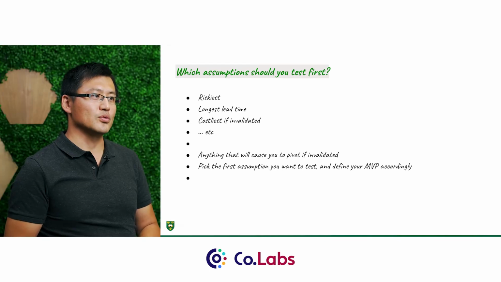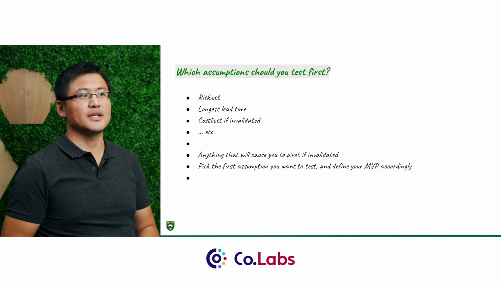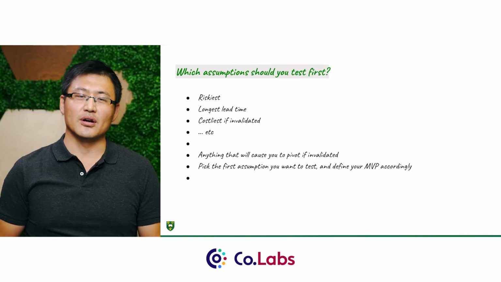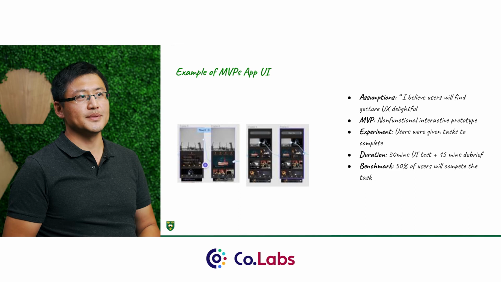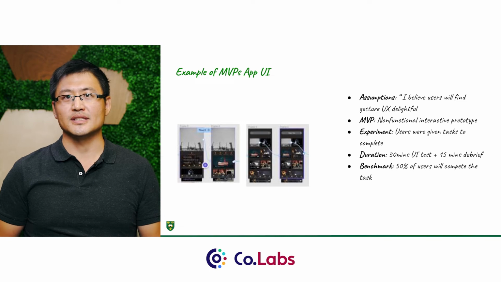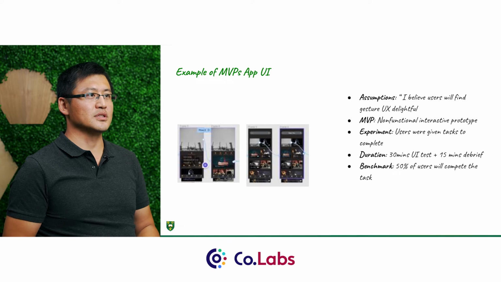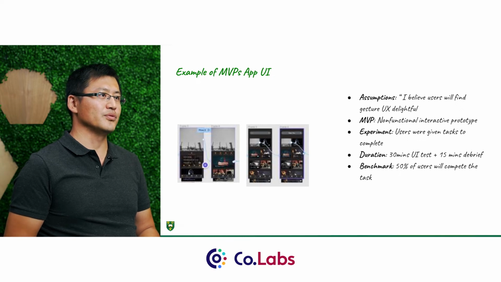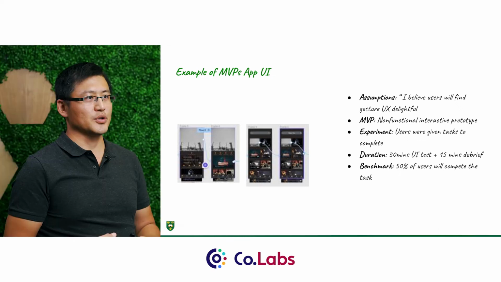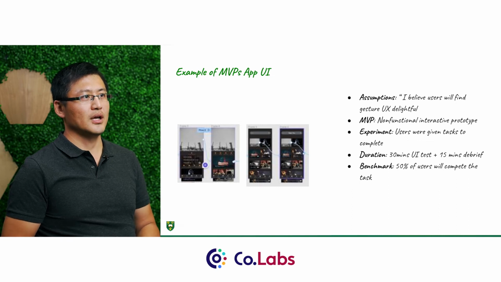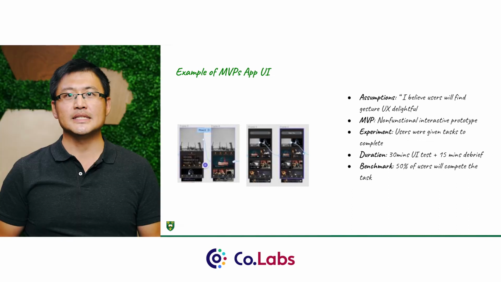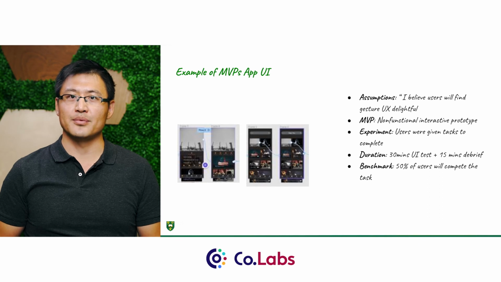Once you rank your assumptions in such a way, pick the first assumption you want to test and start to define your MVP accordingly. An MVP can take different forms. For example, in this case, it's an app and the user interface is very important. The assumption is that users will find a beautiful, gesture-based control useful. So the MVP in this case is an interactive prototype.